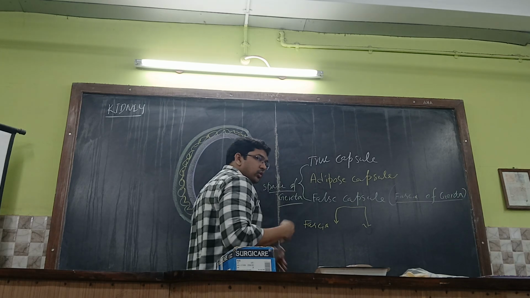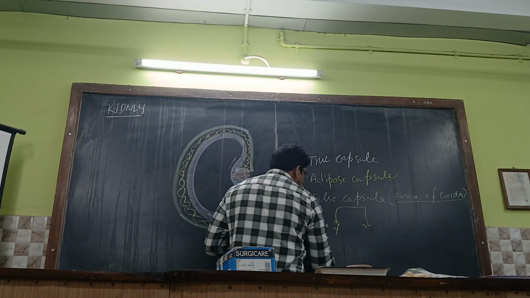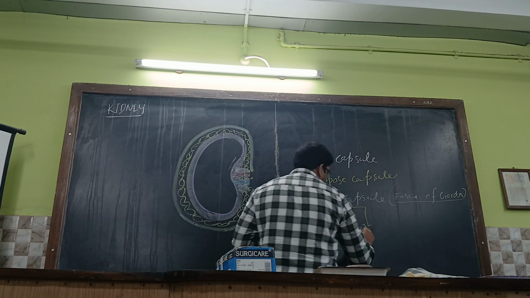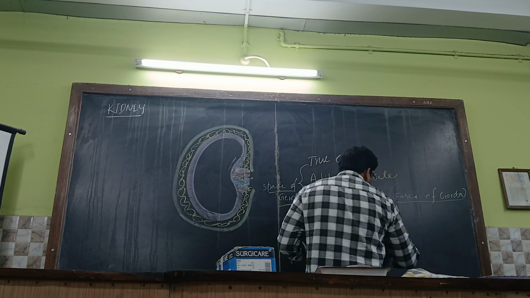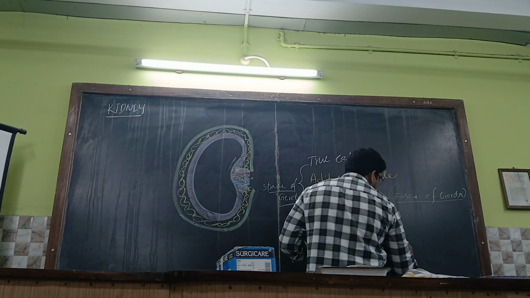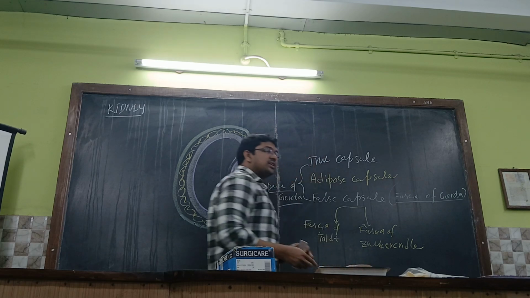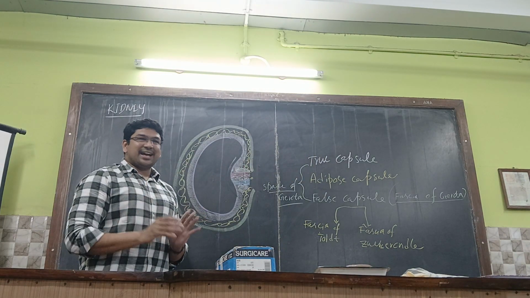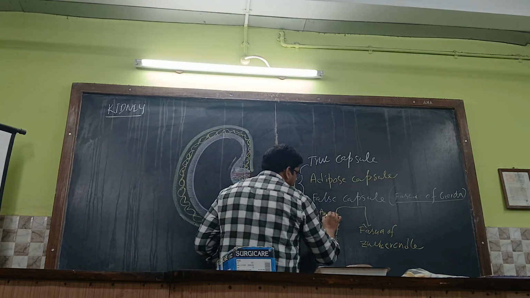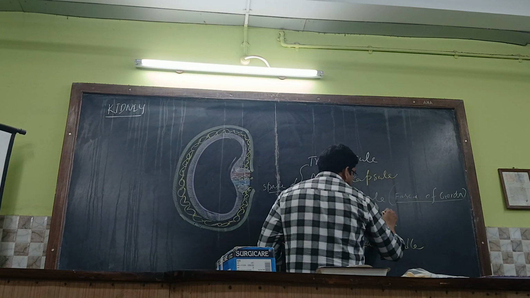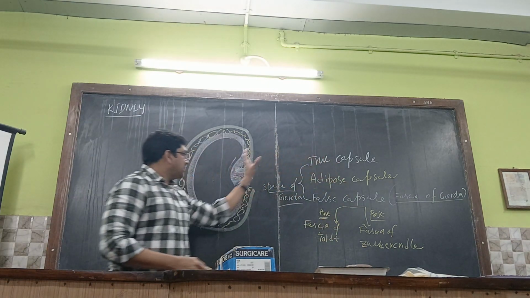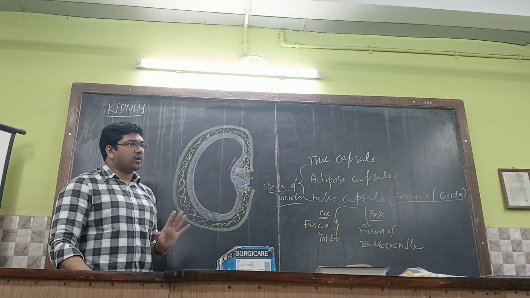One lies behind the pancreas, the body of the pancreas. And one is the fascia of Zuckerkandl. Nothing but the anterior layer is fascia of Toldt, and the posterior layer is fascia of Zuckerkandl. Remember these terminologies. These are short notes, and of course viva questions especially.